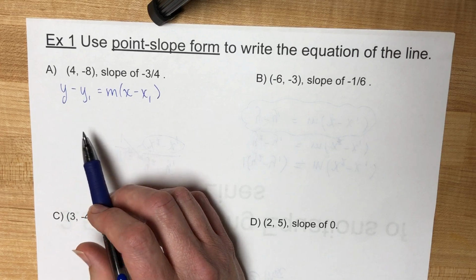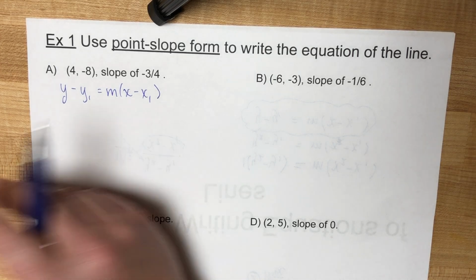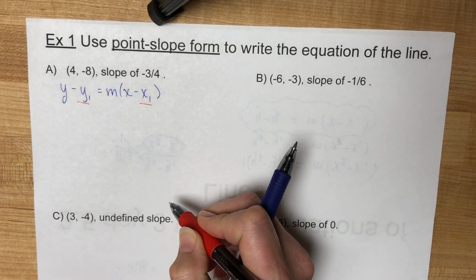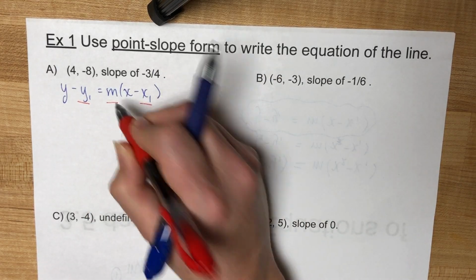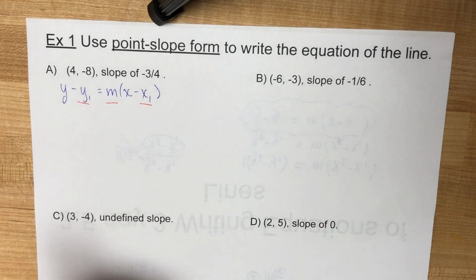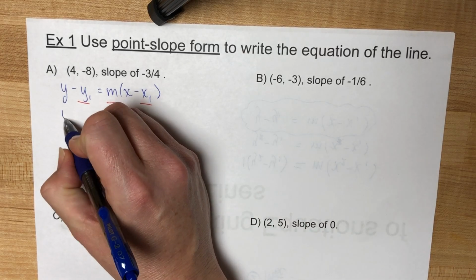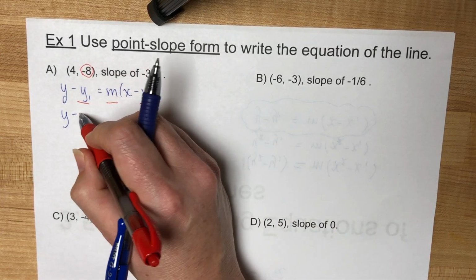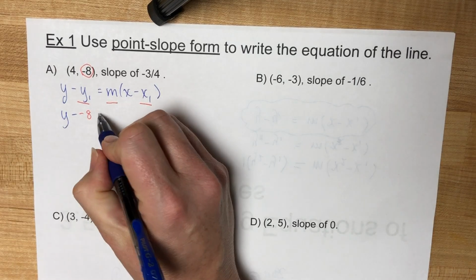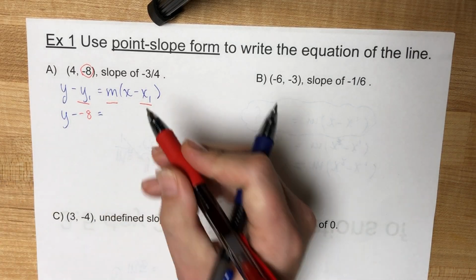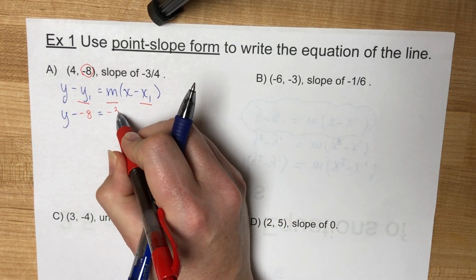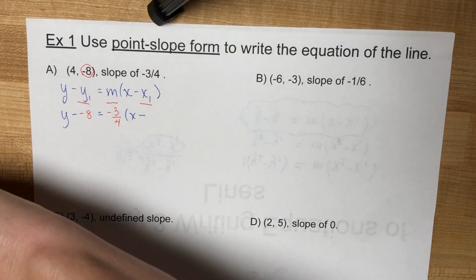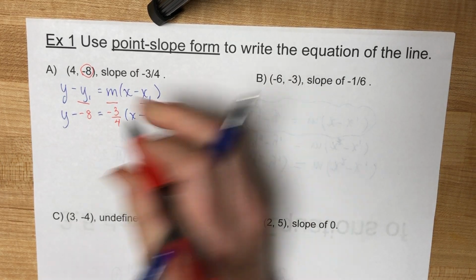All right, it's very easy here. All we have to do is plug in our ordered pair in place of x1 and y1, and our slope in place of the m, which is slope. So you have y minus, our y value is -8, so minus the -8 equals our slope in place of the m, -3/4, times x minus, and in this case, 4.